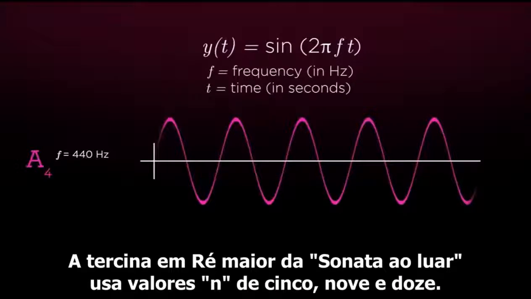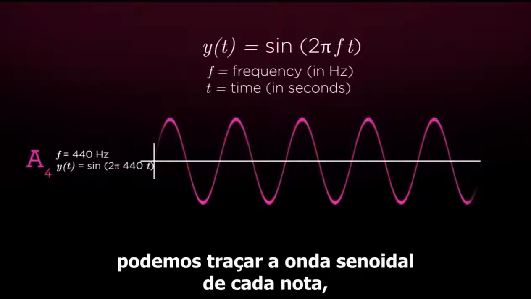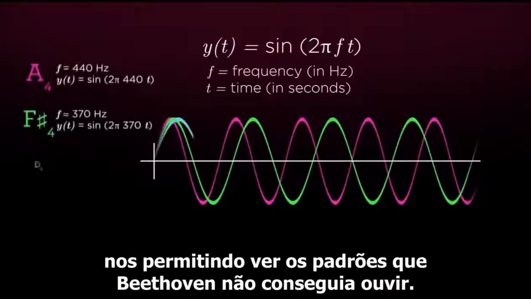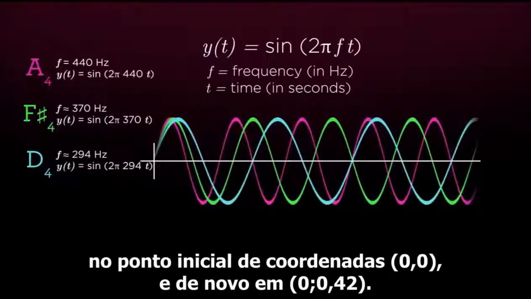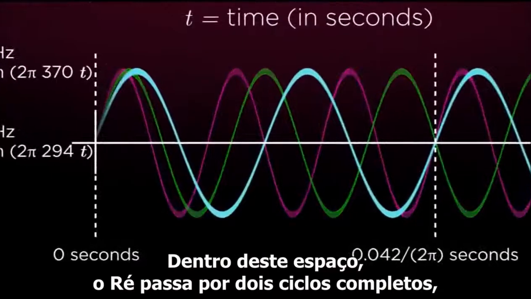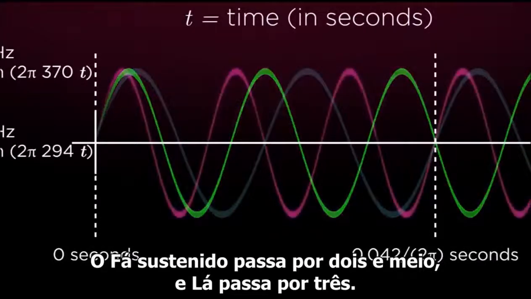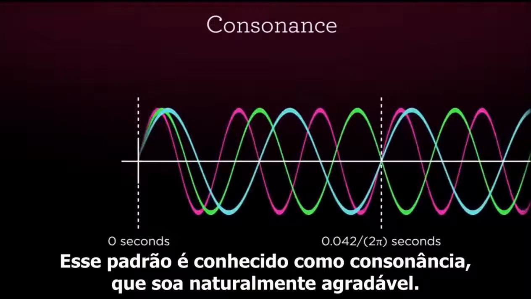The D major triplet from the Moonlight Sonata uses n values 5, 9, and 12. And by plugging these into the function, we can graph the sine wave for each note, allowing us to see the patterns that Beethoven could not hear. When all 3 of the sine waves are graphed, they intersect at their starting point of 0, 0, and again at 0, 0.042. Within this span, the D goes through 2 full cycles, F sharp through 2.5, and A goes through 3. This pattern is known as consonance, which sounds naturally pleasant to our ears.